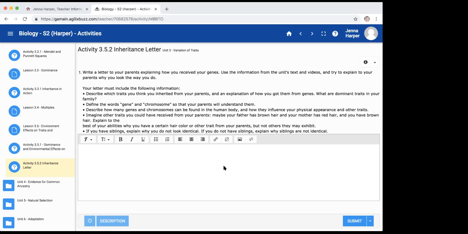Maybe your father has brown hair and your mother has red hair and you have brown hair. Explain to the best of your abilities why you have a certain hair color or other trait from your parents, but not others they may exhibit. And then if you have siblings, explain why you do not look identical. If you do not have siblings, explain why siblings are not identical.